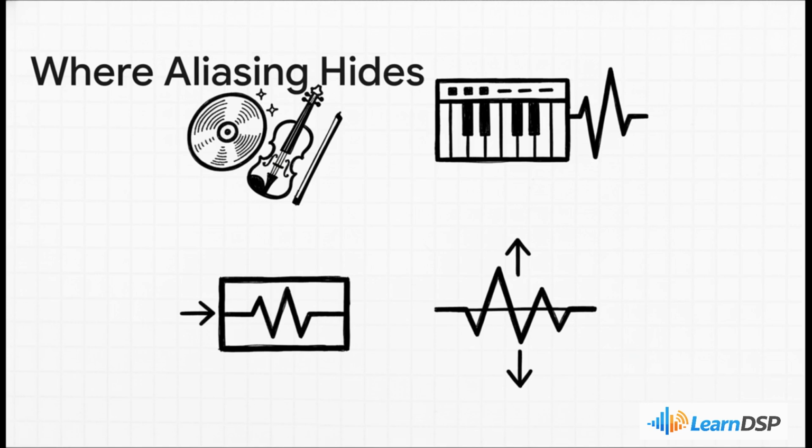So where are you most likely to hear this phantom distortion? Well, it's usually in sounds that have a lot of high-frequency energy. Think about the shimmer of cymbals or the highest notes on violins. It's also a really common problem in early digital synthesizers and when you use aggressive audio effects like really heavy distortion or when you dramatically pitch shift a sample up or down.